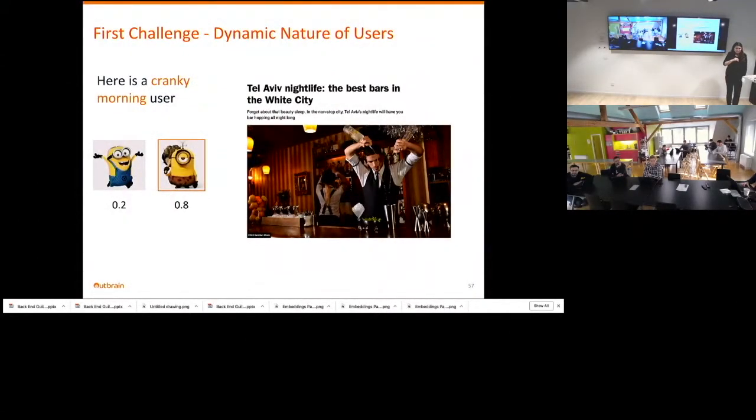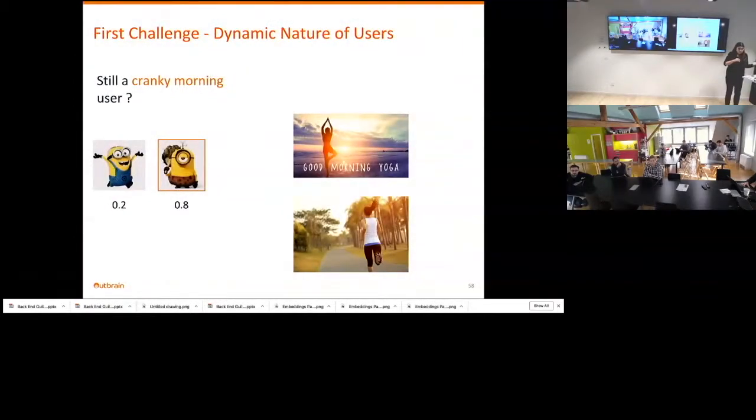Let's say that we have this user that, at the time the embedding was generated, got this mix. Okay, so pretty cranky morning user, probably based on the fact that most of the browsing history is based on nightlife and stuff like that. Okay, but this is what the algorithm found. Now, over time, or essentially with every page the user views, stuff can change.